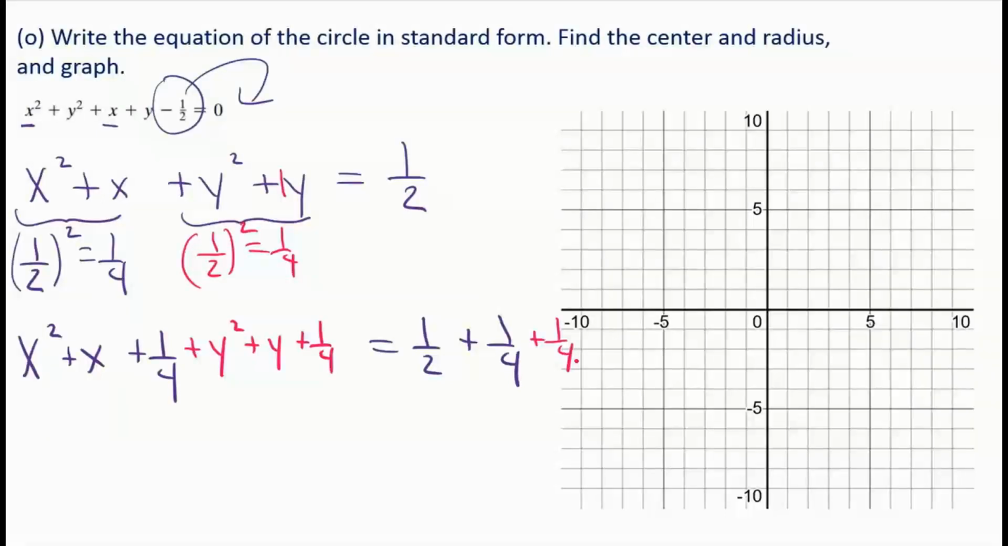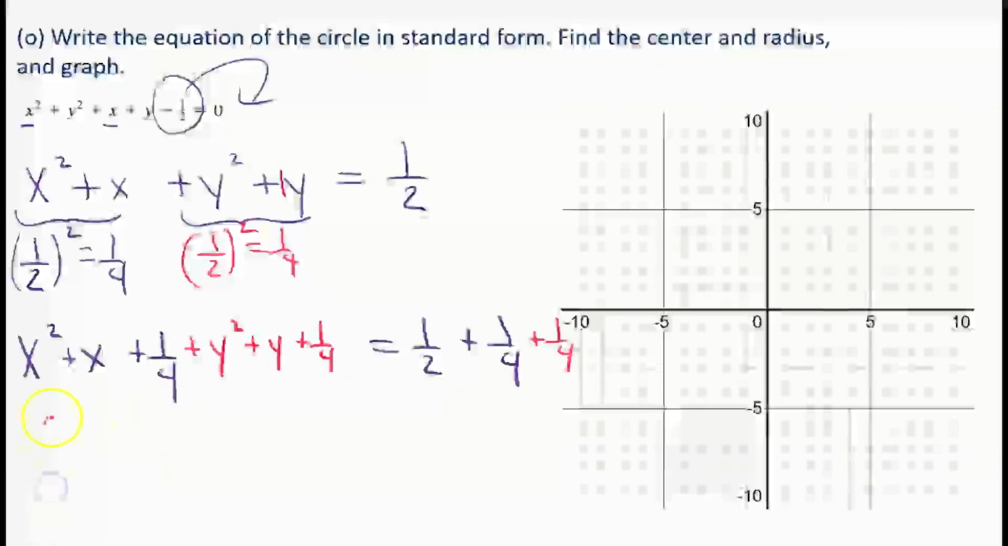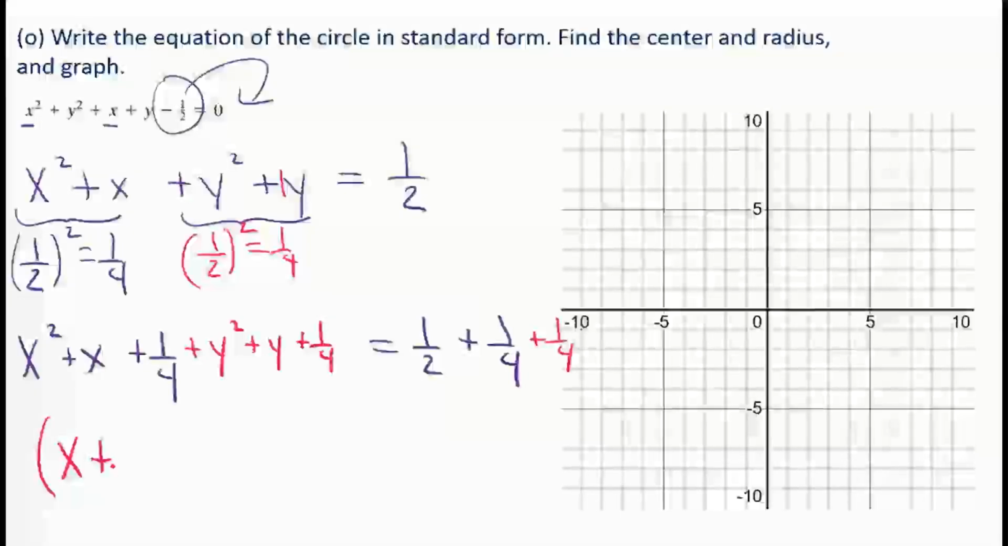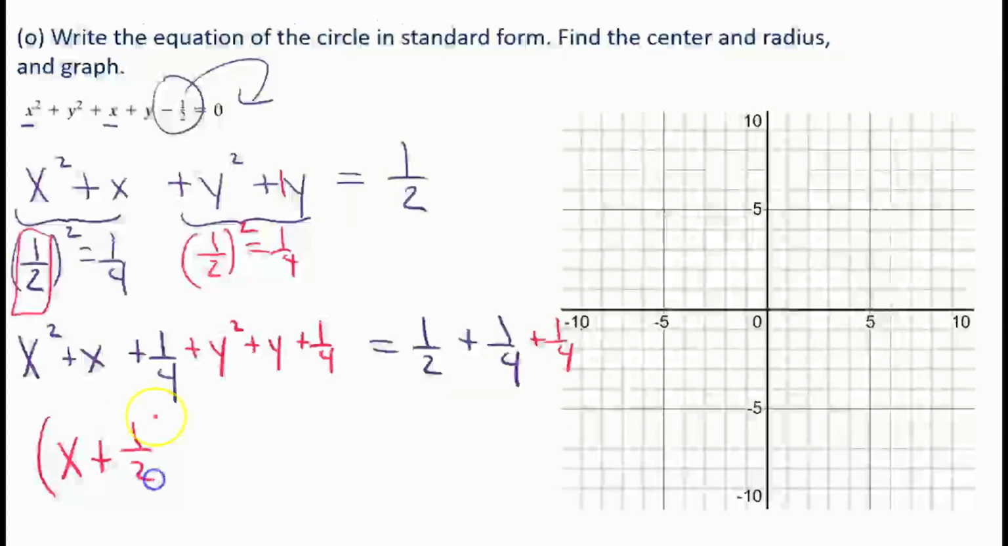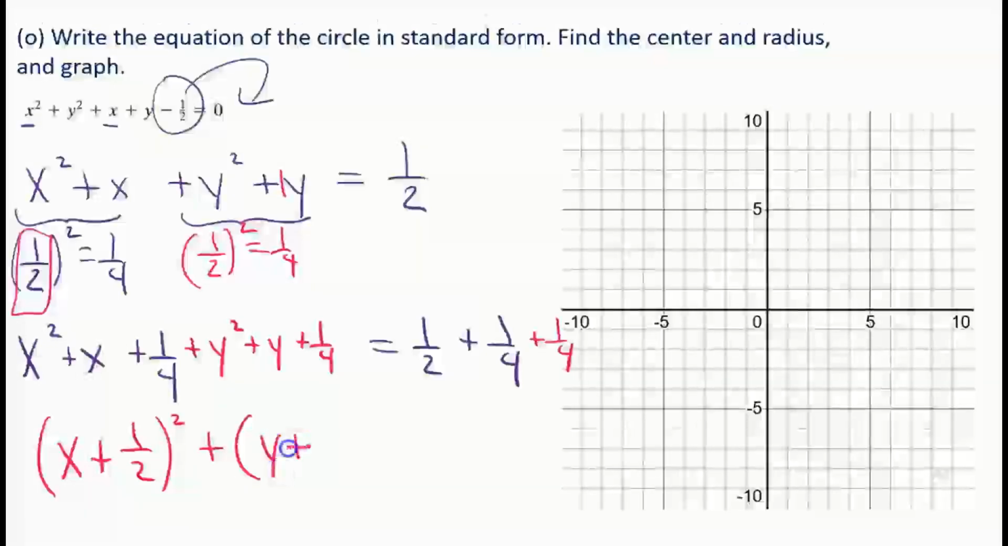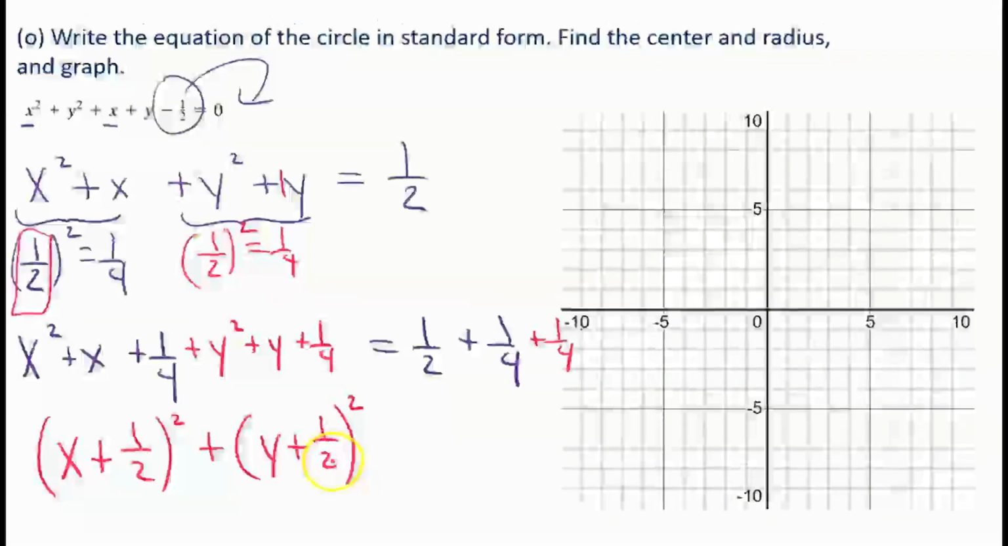Now I'm going to factor, right? So I'm going to factor my x values. It's going to be x plus, remember, it's the half number, not 1/4, but the half number is the 1/2. So 1/2 squared. Now I'm going to work with my y's. It's the same thing. It's going to be y plus my half number, and then squared. Really, it's y, whatever sign this is. So if your half number was a positive 1/2, you put plus 1/2. If your half number was a negative 1/2 because your y coefficient was negative, it would be a negative 1/2.